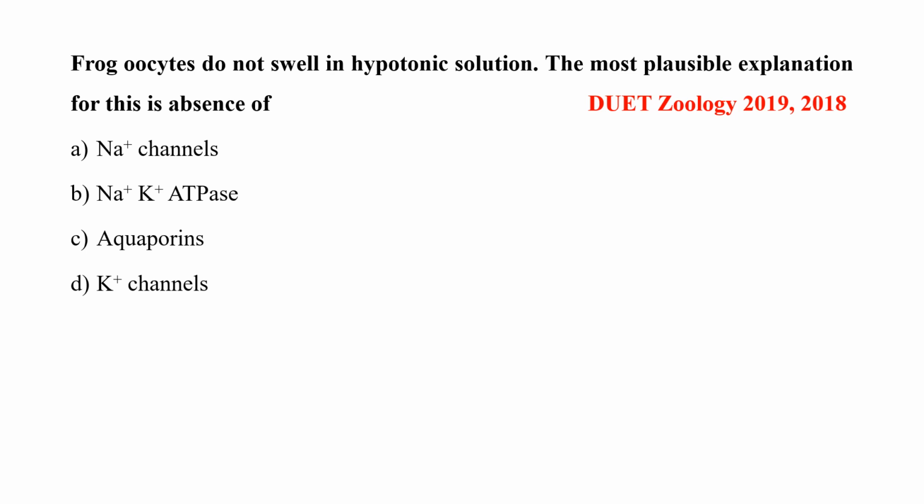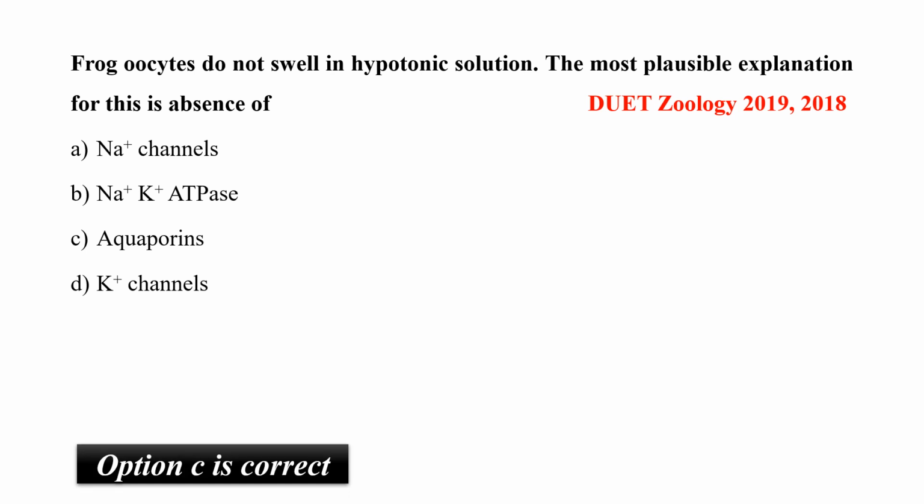Phagocytes do not swell in hypotonic solution. The most plausible explanation for this is absence of sodium channels, sodium potassium ATPase, aquaporins or potassium channels. What happens is, phagocytes are generally placed in water, and since they do not have aquaporins through which water may take entry, they generally do not swell. So the answer to this question will be C, absence of aquaporins.